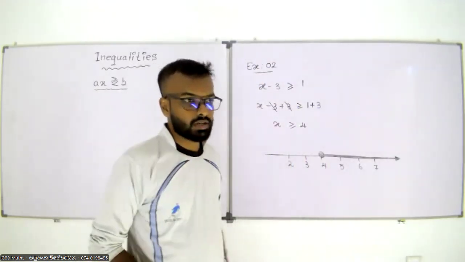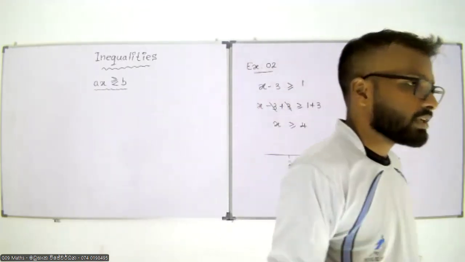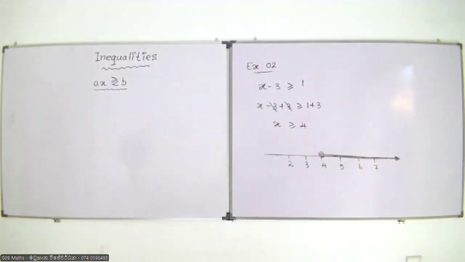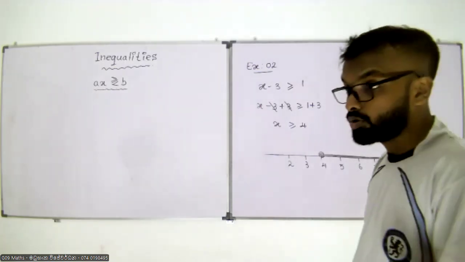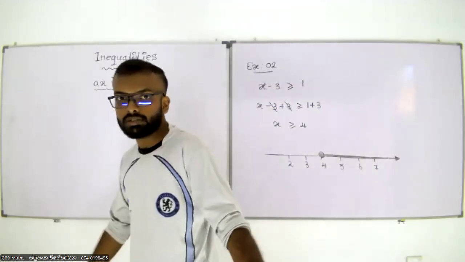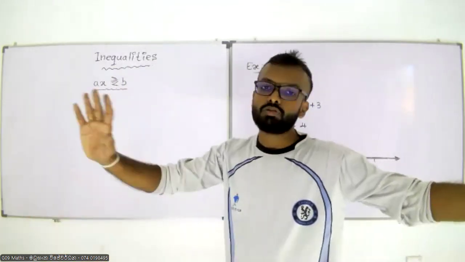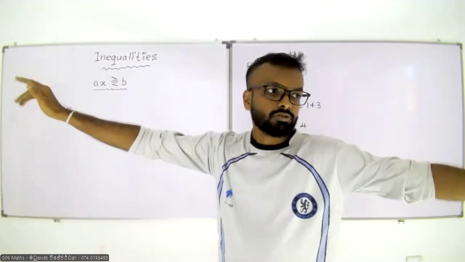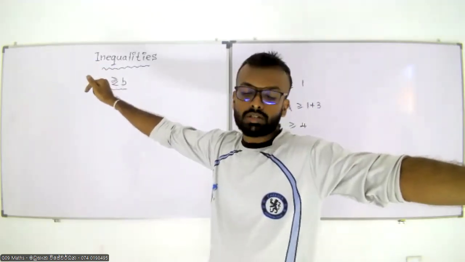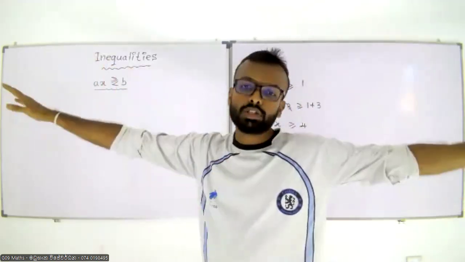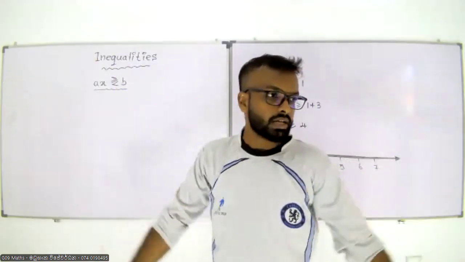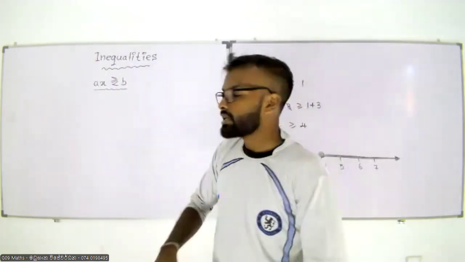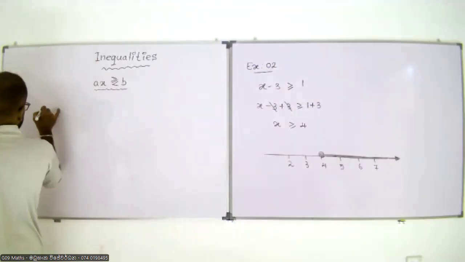Example number 1. Solve the inequality 3x less than 12 and represent the solutions on a number line. They are asking for the solution set, not the integral. There is no word integral, so you have to use the solution. Solution means the full solution set. 3x less than 12.